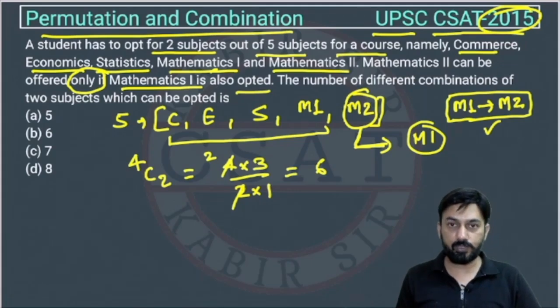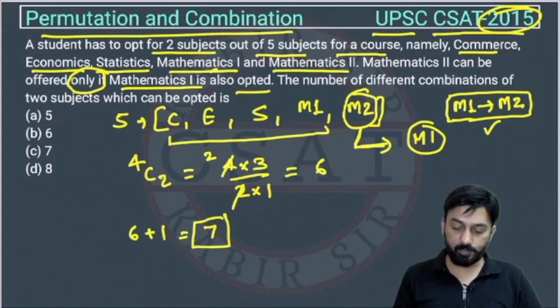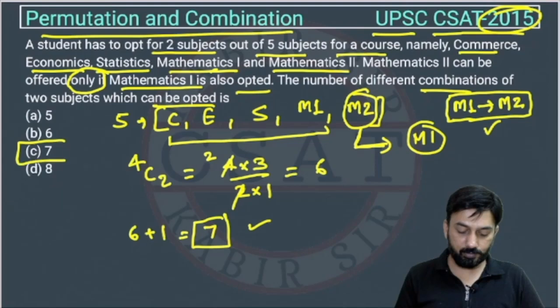Like if he is choosing M2, then he will choose M1 also, right? So the total number of possibilities are how many? 6 plus 1. So the total number of combinations of 2 subjects which can be opted are 7. So the answer is option C.